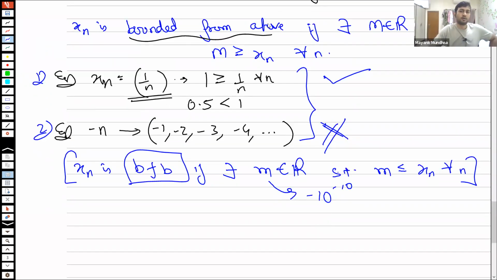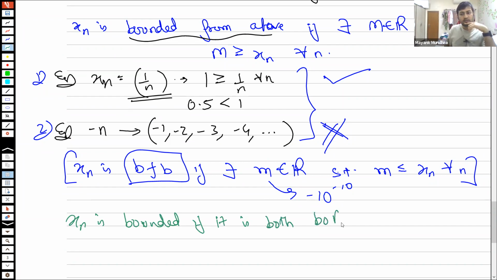Okay, so bounded from above, bounded from below. Now, if it is bounded from both sides, then it becomes a bounded sequence. So we say a sequence xn is bounded if it is both bounded from above and bounded from below. So it should have some bound above and some bound below. Basically, it should not be going to positive or negative infinity.